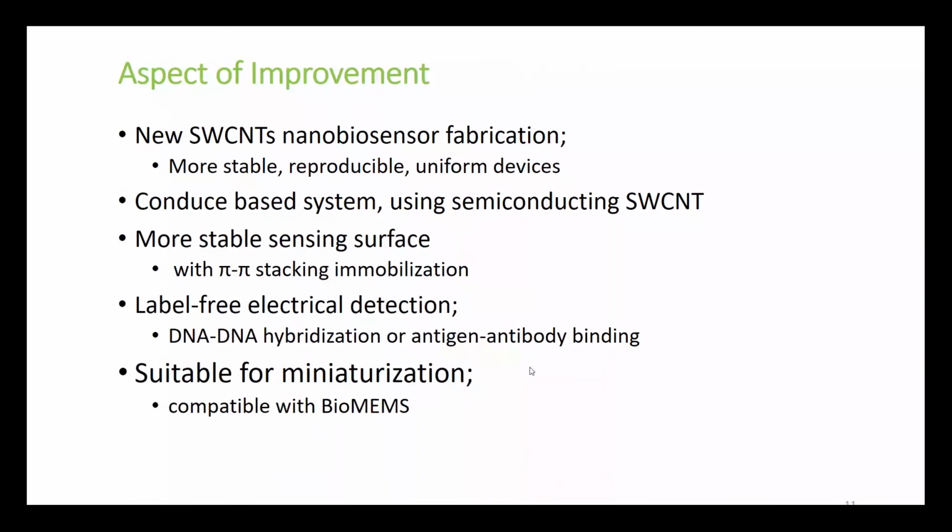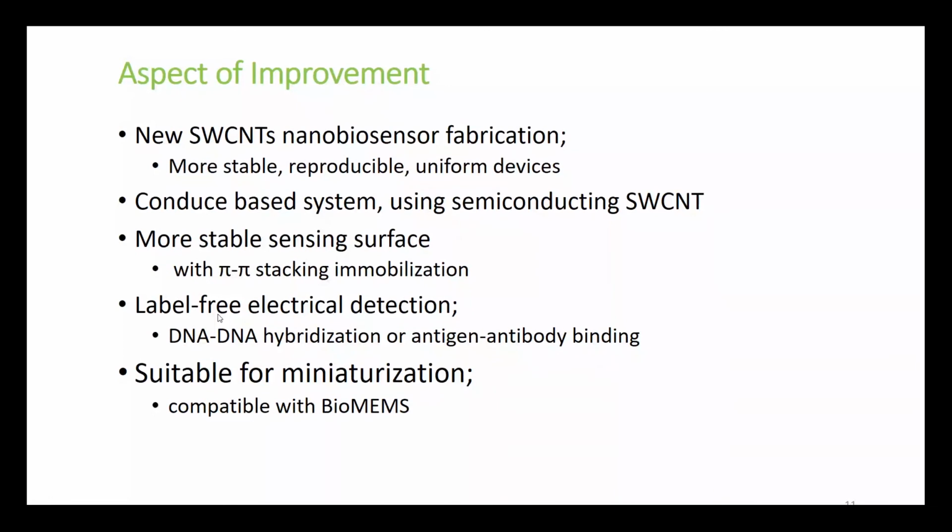So this is our aspect of improvement. We are trying to make a nano biosensor which will be more stable, reproducible, and uniform. And then we are trying to make a more sensitive device using the superconductive carbon nanotube bridge. So we are using a kind of novel immobilization to make our system more sensitive. And so this is label free. I will just show you the sensing system. You may understand better. It's a label free detection.